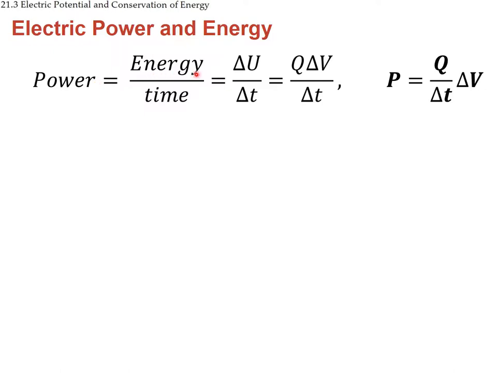And in this case, electric energy is going to be given by the charge times the difference in electric potential. So we have this way of calculating power in electric cases: the charge divided by the time taken, times the difference in electric potential.